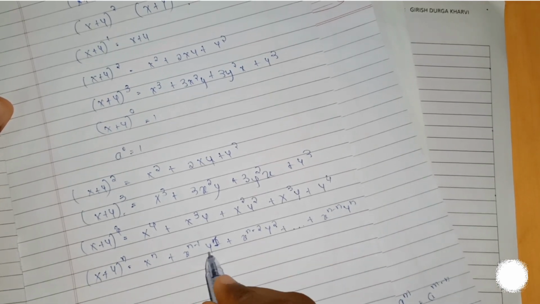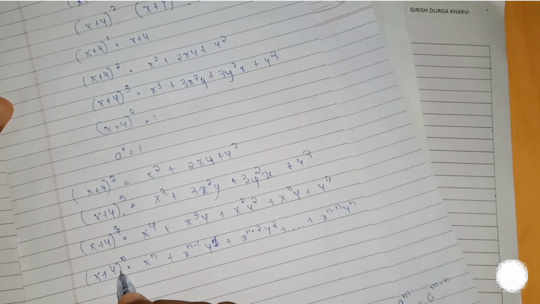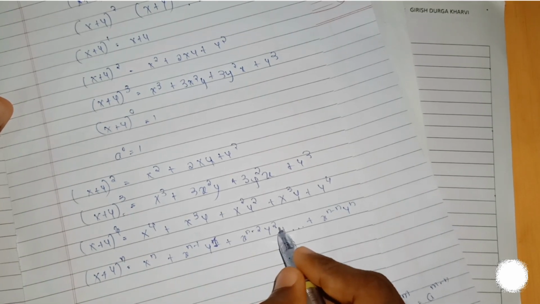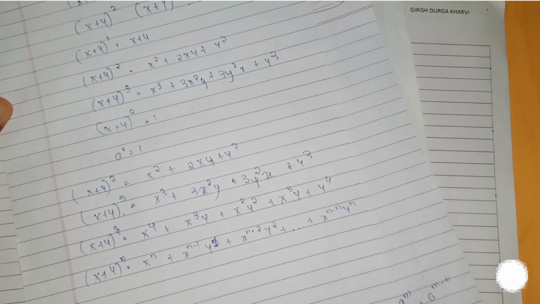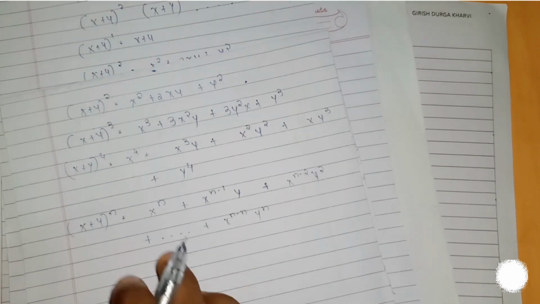And again, the sum of the powers of x and y is the power of that identity. If we look at the first term, n minus 1 plus 1, we get n. n minus 2 plus 2, we get again n. Now about the coefficients of these identities.